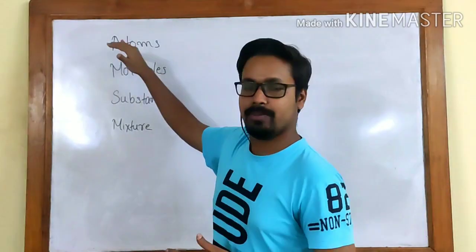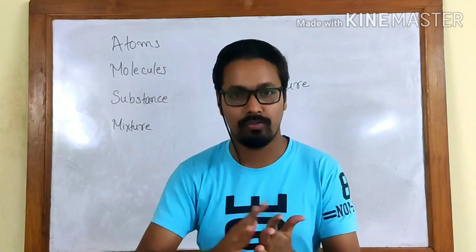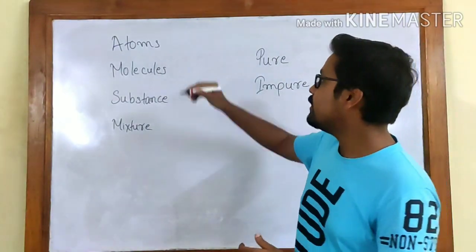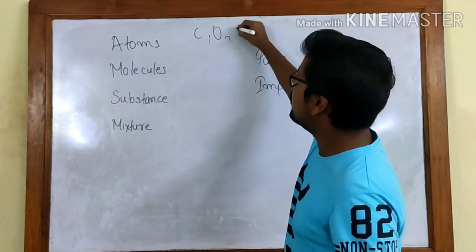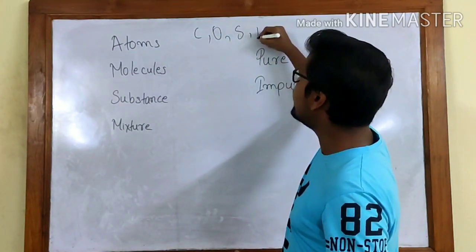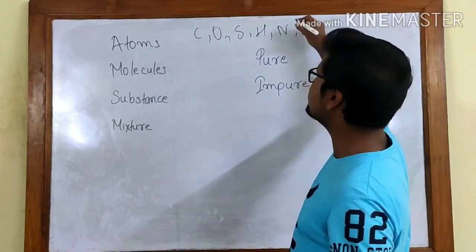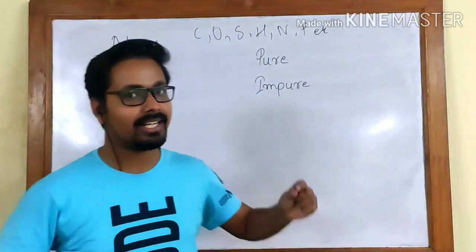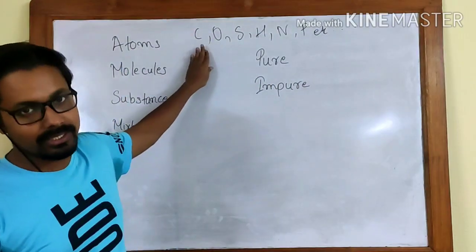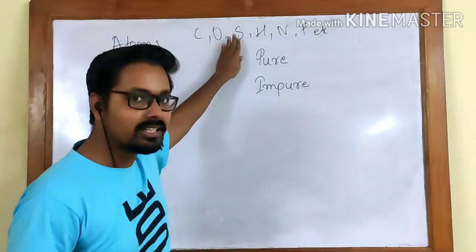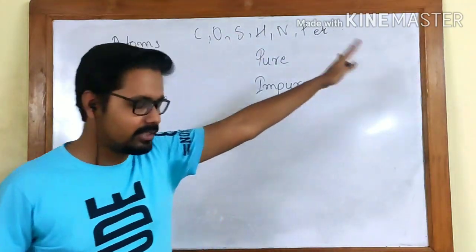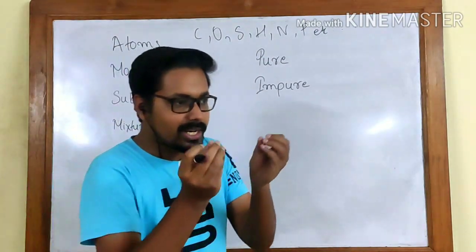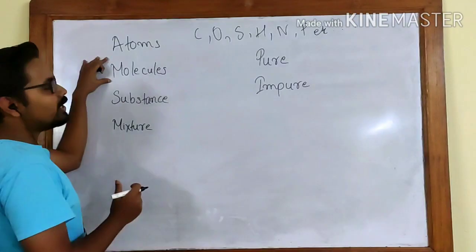So what are atoms? Atoms means the building block of anything. If you have heard about certain atoms like carbon, oxygen, then we have sulfur, hydrogen, nitrogen, phosphorus, etc. There are over hundreds of atoms. These are atoms of different elements. That is, carbon is an element, oxygen is an element, sulfur is an element, and everything here is an element. These are atoms. Atoms are the building blocks. So we combine atoms to form what are called molecules.